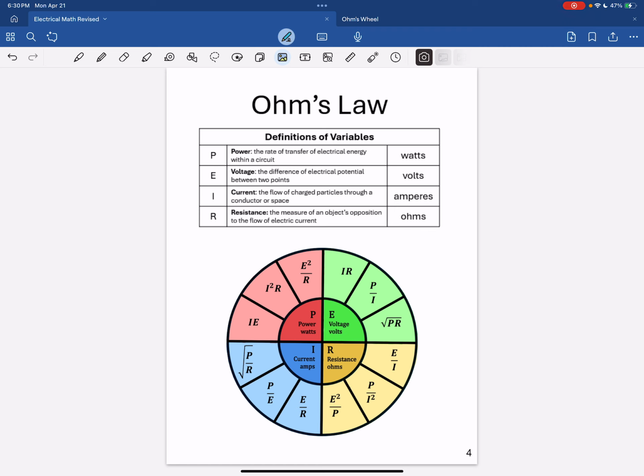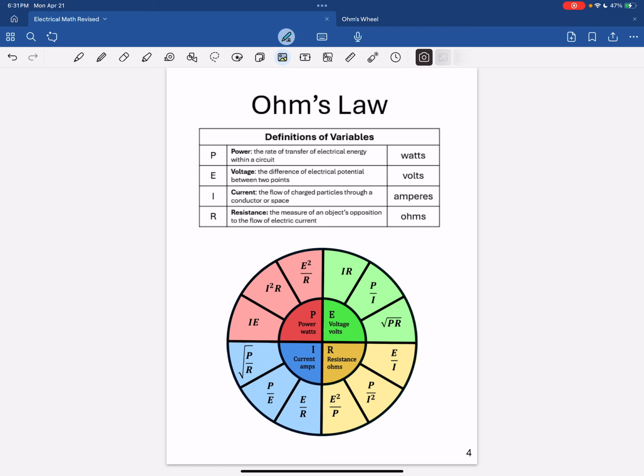And in order to do that, you have to understand the 4 elements that are part of the formula that you will need to use for each of the problems. So let me remind you what a variable is. A variable is a letter or a symbol that represents a mathematical object. So in this case, we have 4 variables, and these are all letters. We have P for power, E represents voltage, I represents current, and R represents resistance.